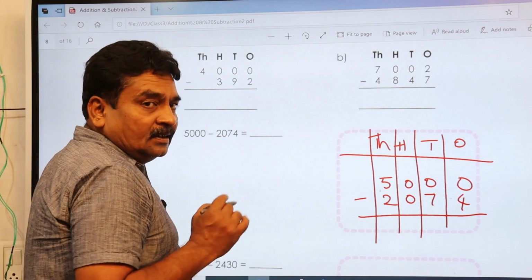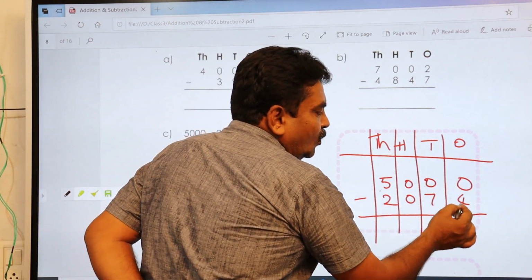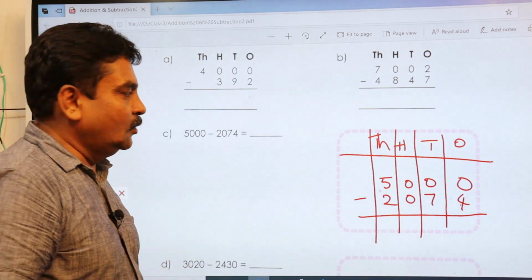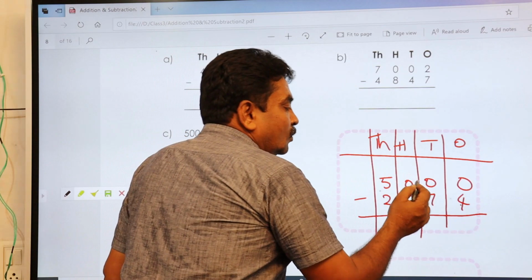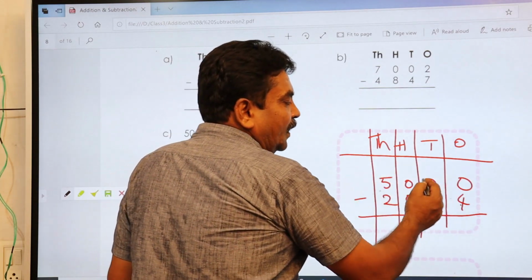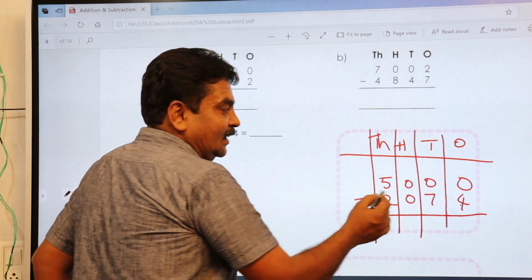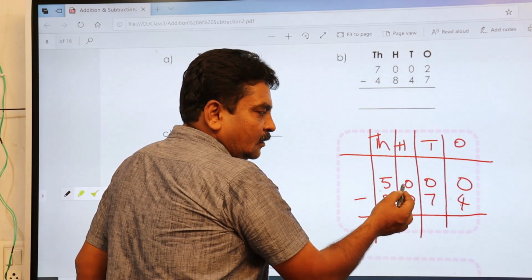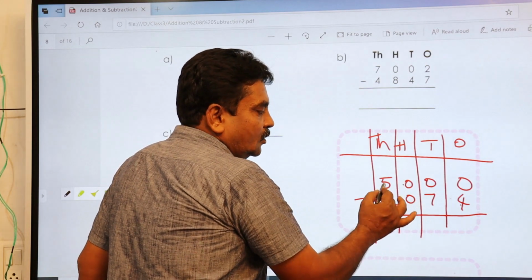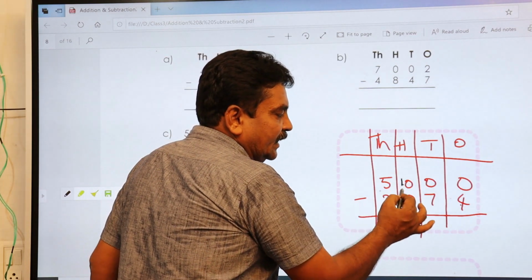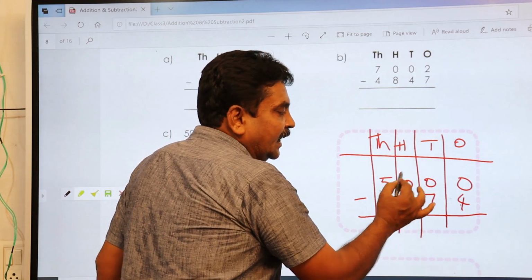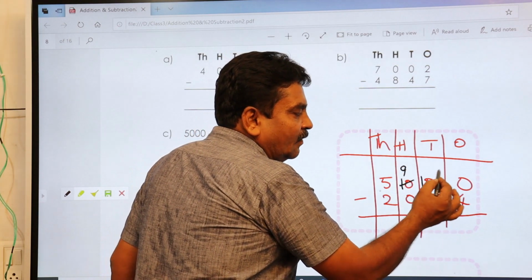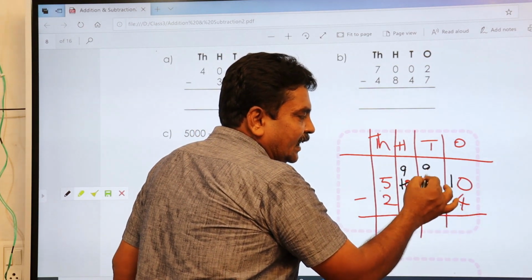Now, see here, it's very easy. From 0, it is not possible. 4 you cannot take out from 0. So what happens? What to do? You have to carry from the beside number. But see here, the beside number is 0. You cannot take it out. So go further. Here also 0. It is not possible. So from 5 you first carry here. It becomes 10. From 10 you carry one more here. Then it becomes 9. From this 10 you carry one more here. Then it becomes again 9.